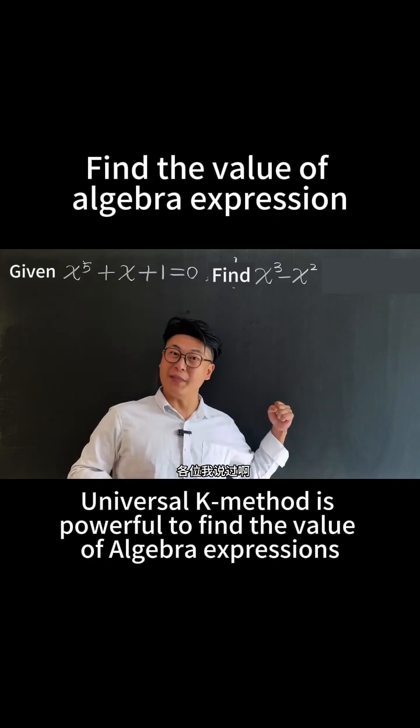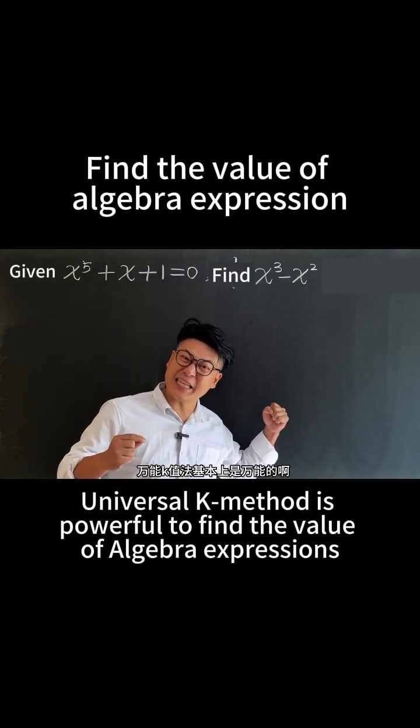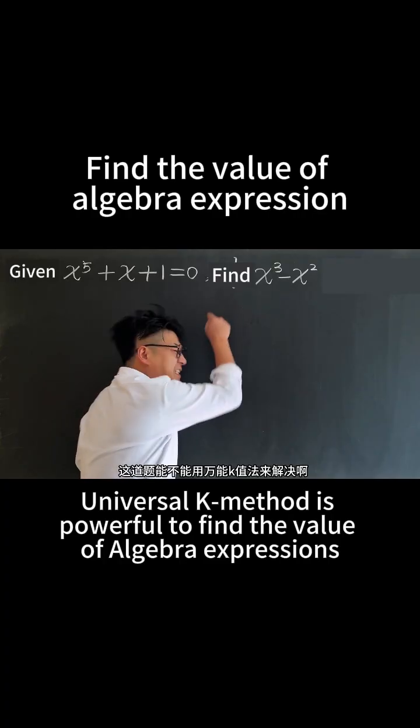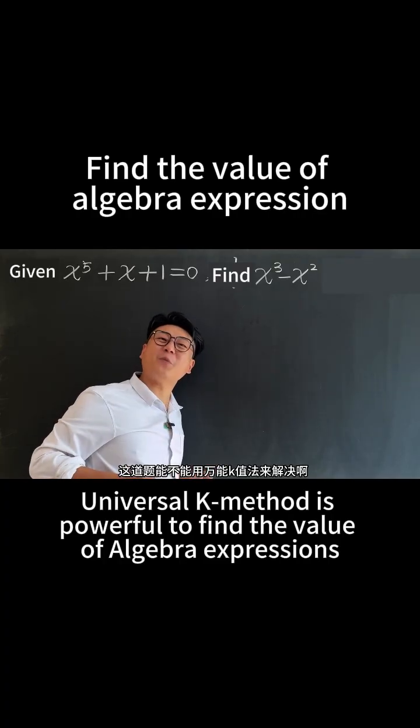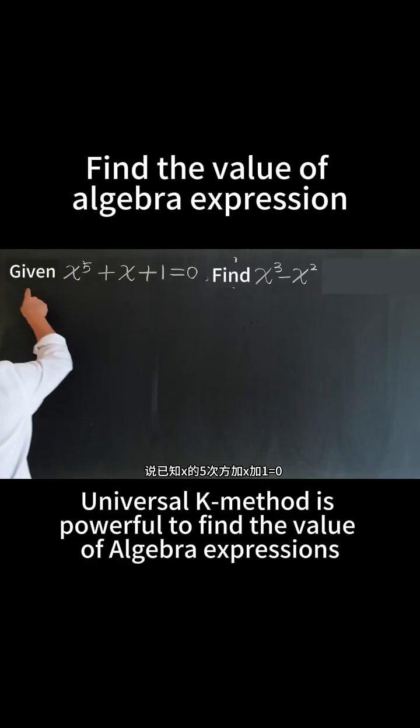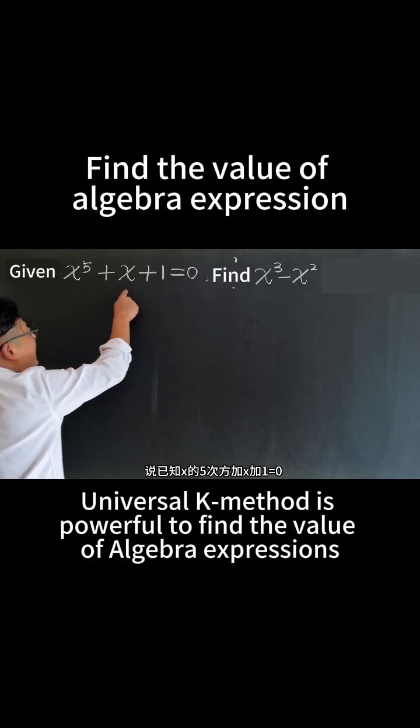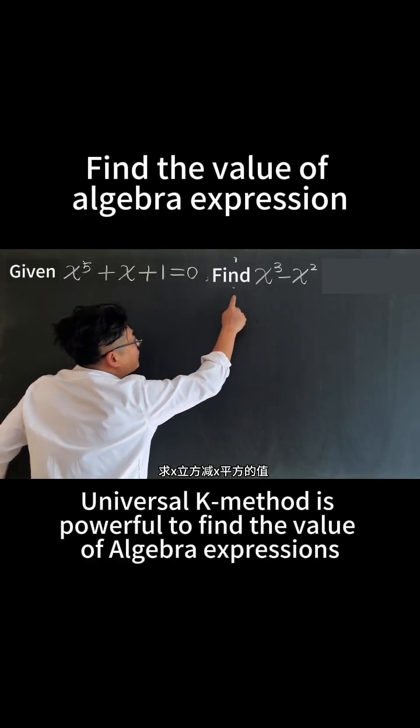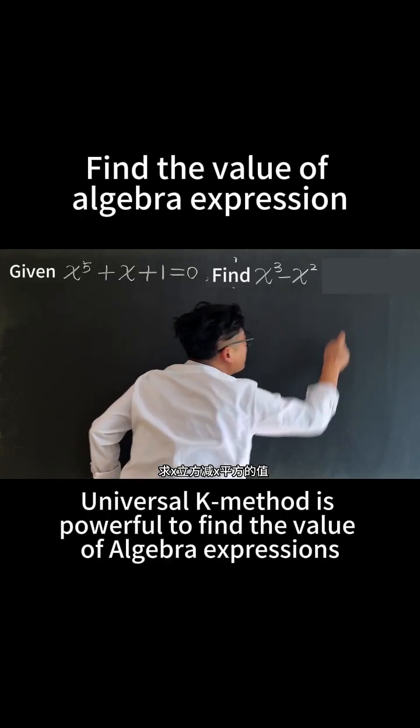As I've said before, the universal k method is basically universal. Let's see if we can use the universal k-value method to solve this problem. Given that x to the fifth power plus x plus 1 equals 0, find the value of x cubed minus x squared.